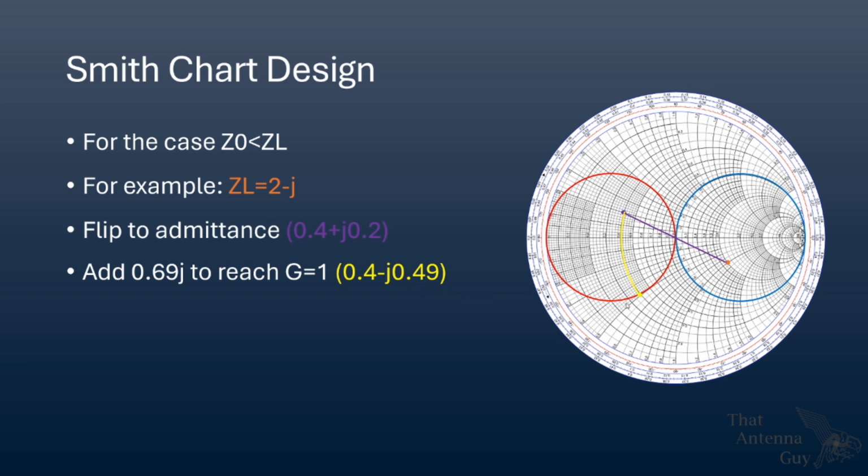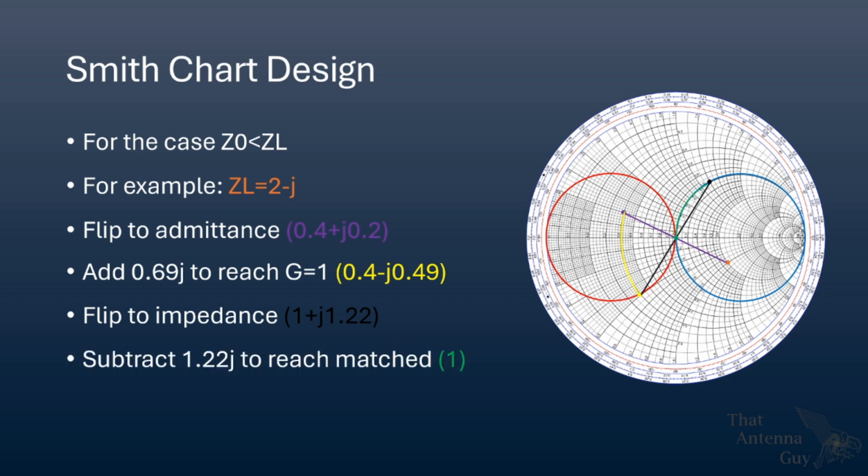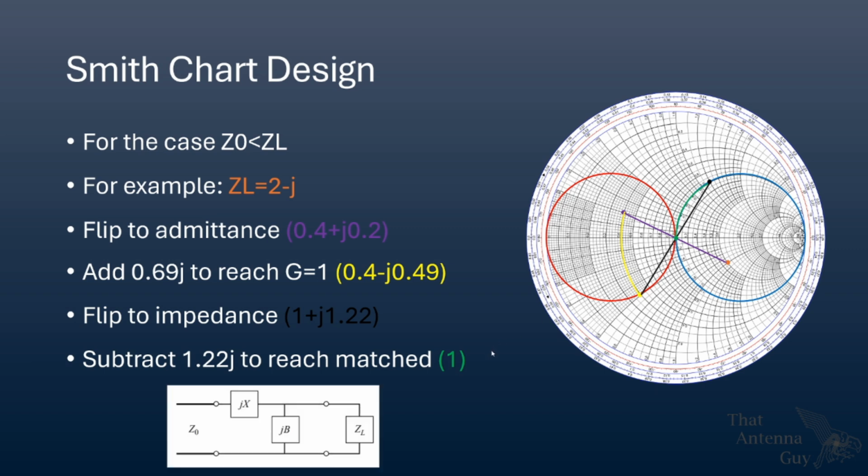Now that we are at our g equals 1 circle, all we have to do is flip once more back into impedance, and we have our current position of 1 plus 1.22j. All we have to do is subtract out 1.22j, and now we are once again matched. So let's look at our circuit and see what we did there. Remember, first we flipped into admittance, and then we added what will be a shunt component. Then we flipped back into impedance, so we added a series component.